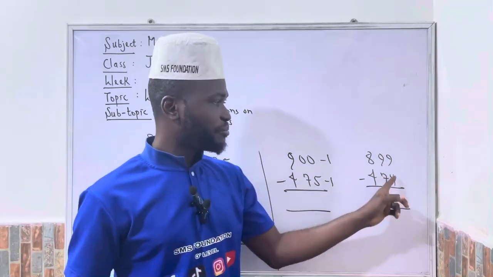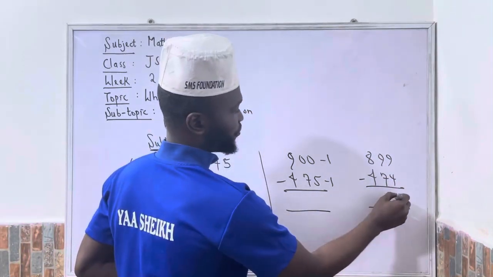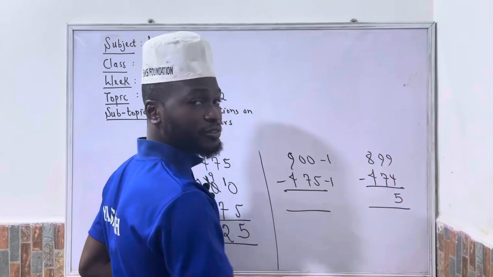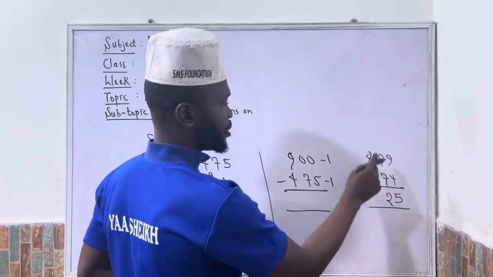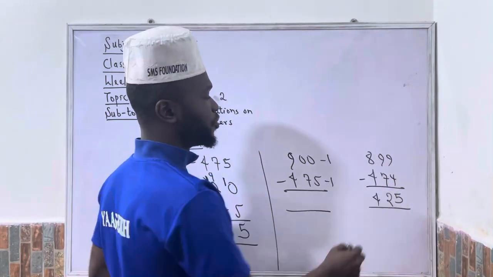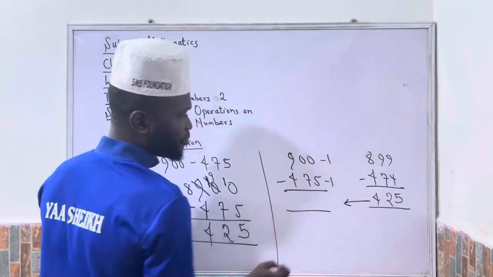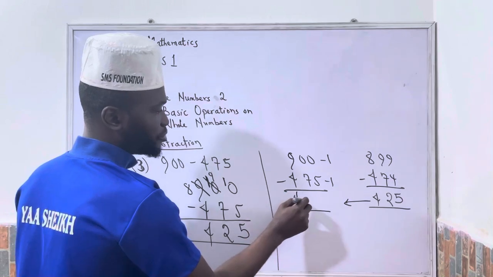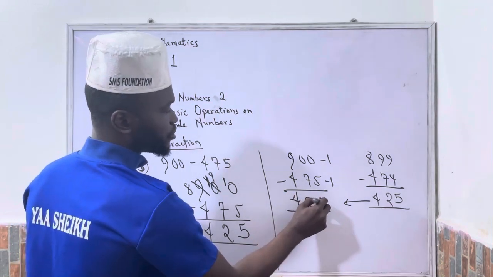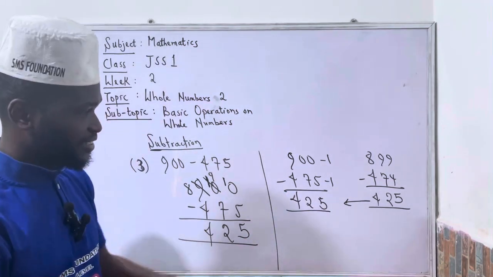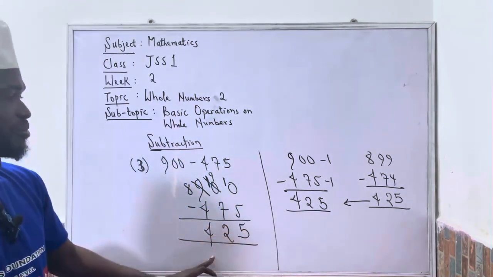I can do 9 minus 4 easily. This will give me 5. 9 minus 7 will give me 2. Then 8 minus 4 will give me 4. So the answer is 425. I can copy this all the way back to this. So the answer here will be 425. Just by trick, I got the same answer.